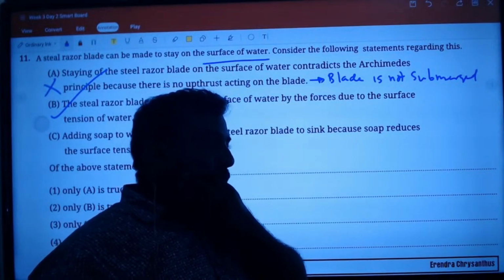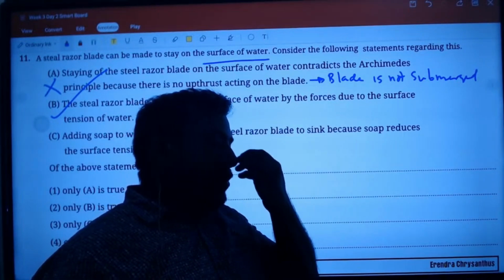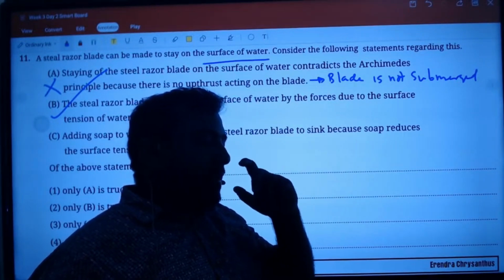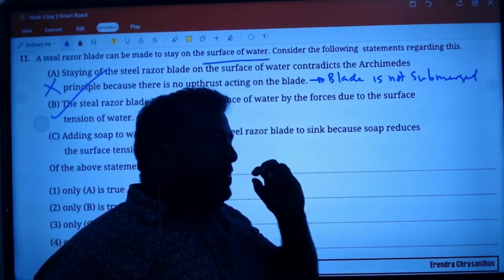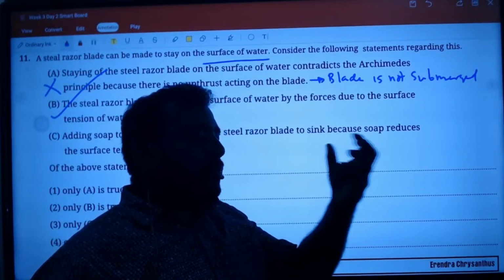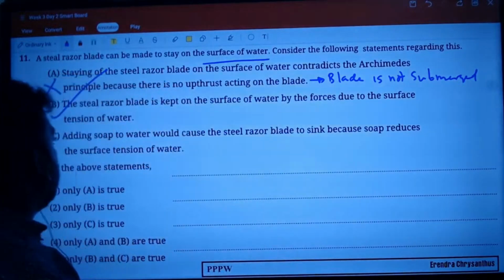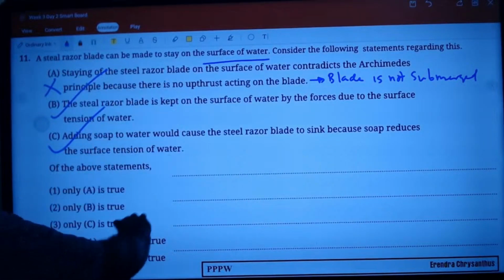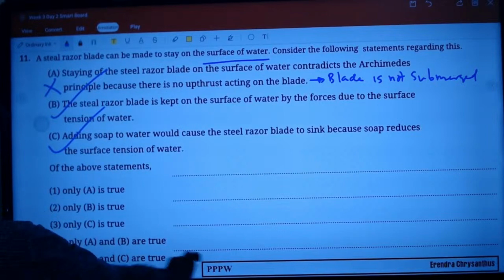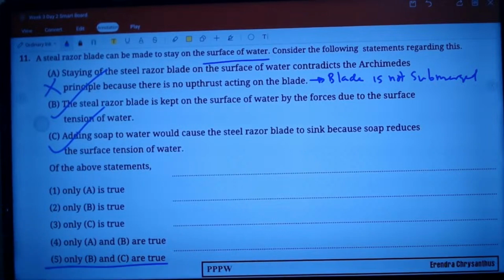Now, when you put soap and wash your clothes, what's happening? When you put detergent powder and wash your clothes, what's happening? The powder will reduce the surface tension effect, easily removing the dirt. Okay. So, C correct. B and C correct. Answer number 5.